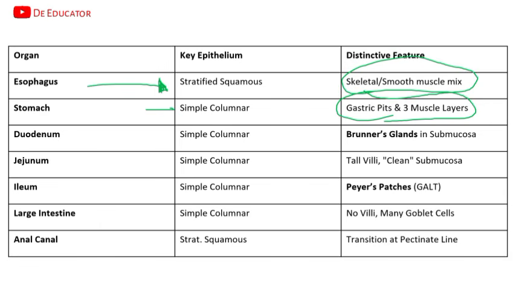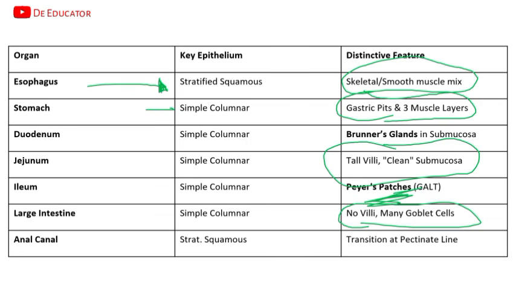Alright, duodenum, Brunner's gland. Once you see gland in the submucosa, please take note of the location. It is in the submucosa, not anywhere. For the jejunum, we have simple columnar also, where you see tall villi. The villi are tall. Then the ileum, you see Peyer's patches, which are gut associated lymphoid tissues. Alright, so large intestine, there's no villi, but what you see there are many goblet cells. Then the anal canal is stratified squamous, and there's a transition at the pectinate line.